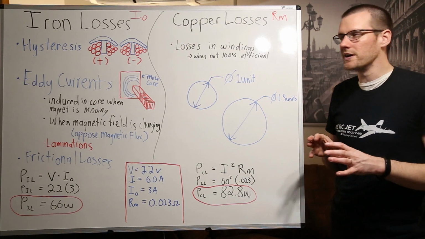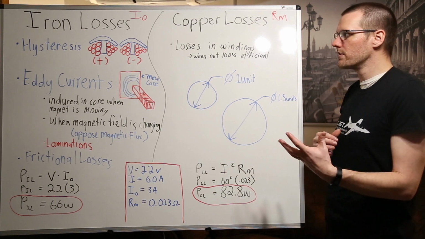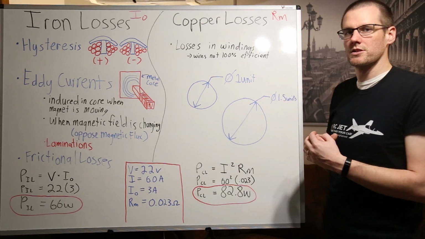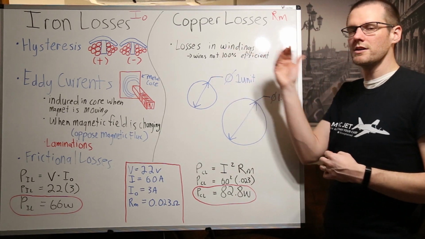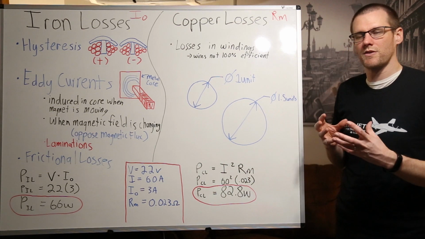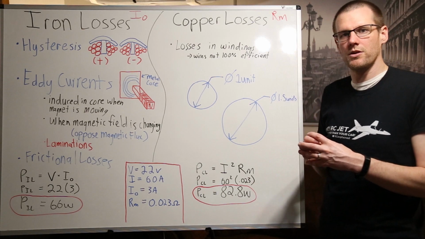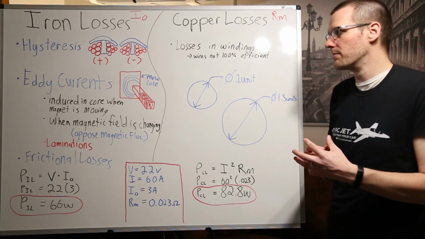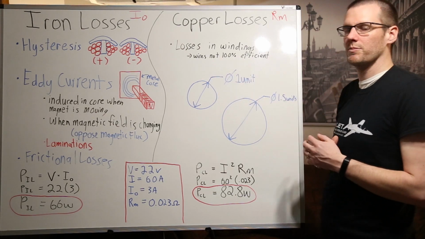We're going to start off by talking about copper losses within our brushless motor. Now, copper losses is a lot more easy to understand than iron losses. It's quite simple when you break it down. Essentially, copper losses are losses that occur within our windings of our brushless motor. The windings of our brushless motor are internal to the motor, and each one of those windings has a resistance to them. That resistance proves to us that wires are not 100% efficient.